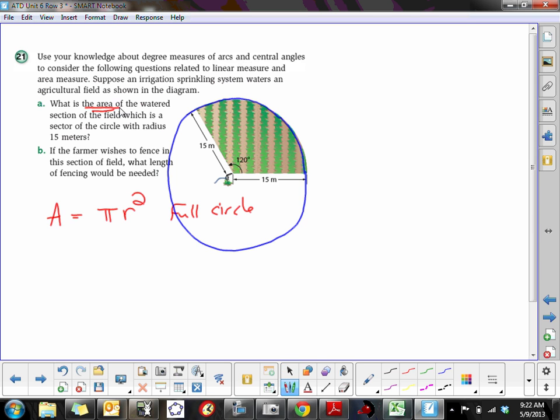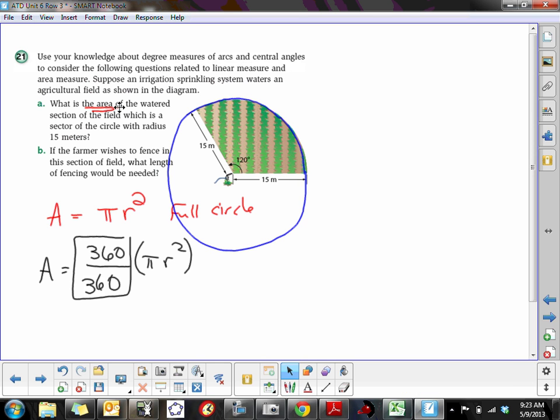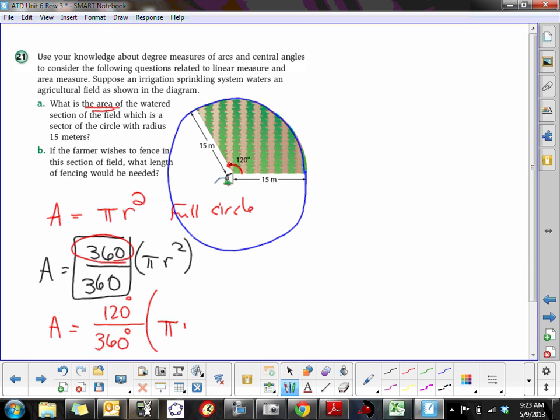So what we do is we alter this formula just a little bit. If we do a full circle, that's 360 degrees. And if I put 360 over 360, pi times radius squared, what we'll get is the area of an entire circle. But we want the area of a partial part. So I'm going to change the 360 on top. Of the 360 degrees of a circle, we only want 120 of them. So we put 120 degrees over 360 degrees times what the area of a full circle would be.